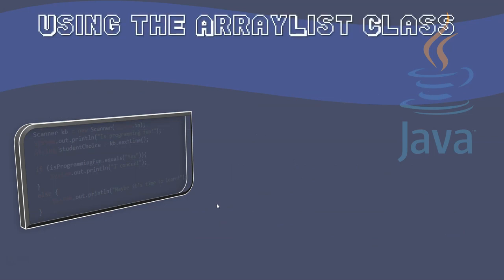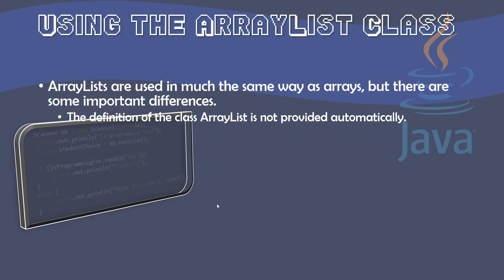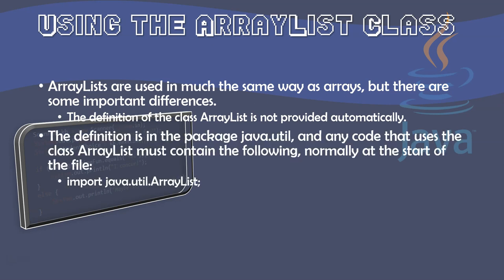Now, when we look at using the ArrayList class, array lists are used in much the same way as arrays, but there are some important differences. First off, we have to understand that the definition of the ArrayList is not built right into Java. We actually have to import that. It's in the java.util package, and so any code that uses the class ArrayList has to have the following import statement at the start of the file: import java.util.ArrayList.